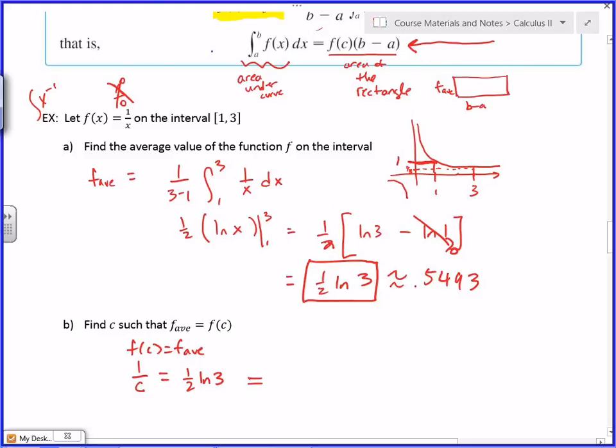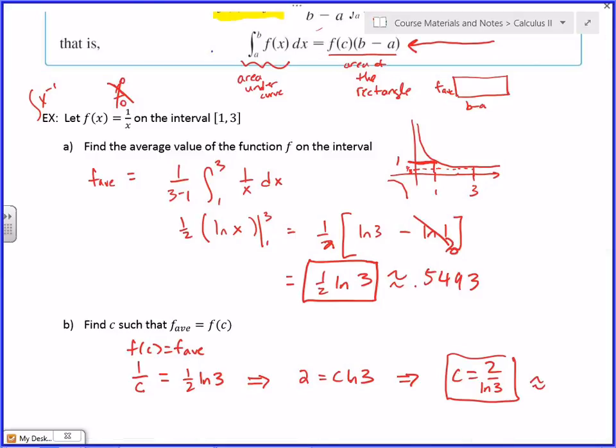So solve for c. So it's 1 over 1/2. I multiply the 2 over, and I get c natural log 3, c log 3. So c is 2 over log 3. That's the formal answer, but if you wanted an approximation, that had better be somewhere between 1 and 3. 2 divided by log 3 equals 1.82, roughly.